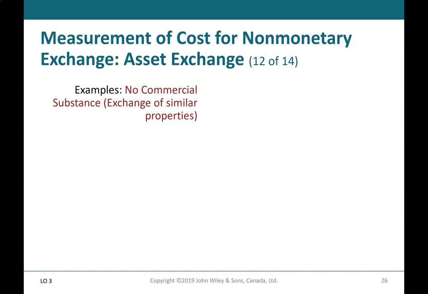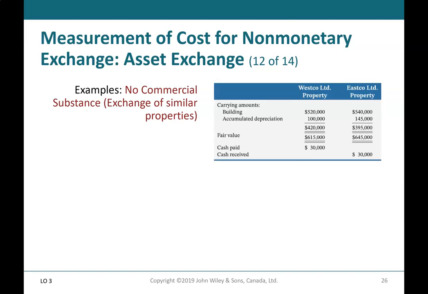Measurement of cost for non-monetary exchange, asset exchange, 12 of 14. Examples: no commercial substance, exchange of similar properties. So we have Westco Ltd. property and Eastco Ltd. property. The building is $520. The accumulated depreciation is $100,000 for a total net carrying amount of $420. The fair value of the Westco property is $615,000 and the cash paid is $30,000.